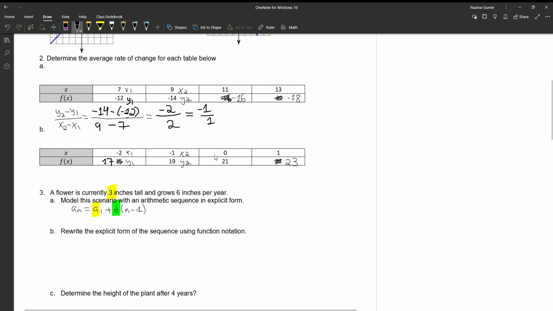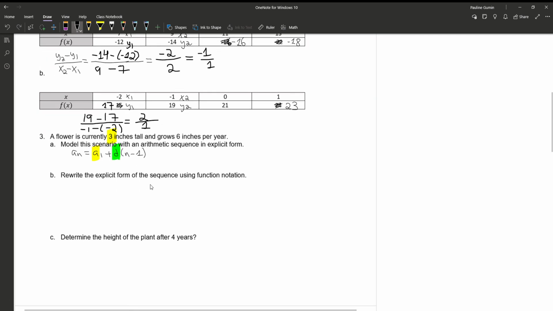Let's do the same thing for letter B. I labeled x1, y1, x2, y2. On top of my fraction, I do y2, so that's 19, minus y1, which is 17. I don't know why I wrote 19 again. And then on the bottom, we have x2, -1, minus x1, which is -2. 19 minus 17 is 2. -1 minus -2 is +1.